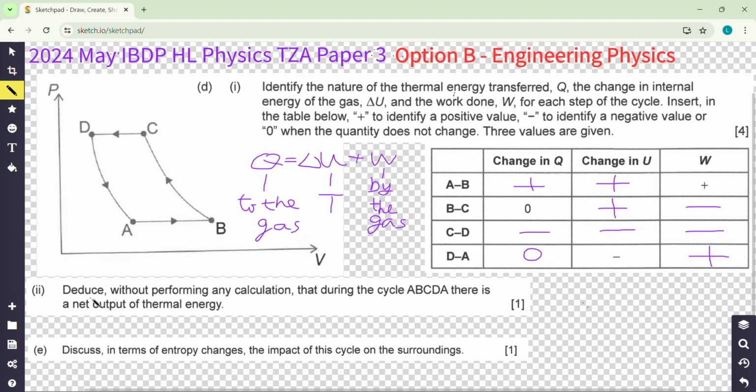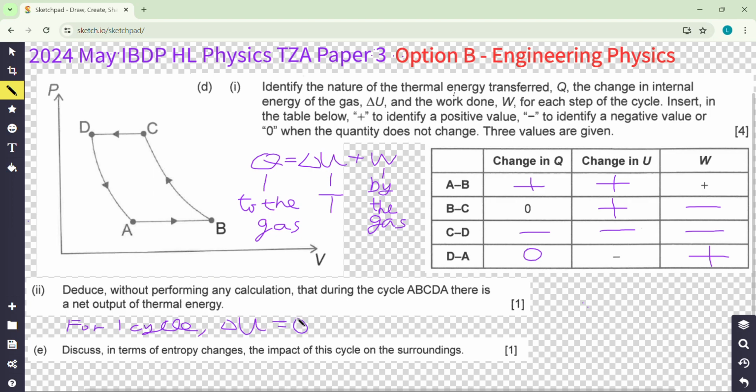So look at part 2, without performing any calculation: during the cycle, there is a net output of thermal energy. So look at this cycle. Overall, these equations still work, right? So we can call it overall, for one cycle. So you can say for one cycle, it goes back to the original state, right? So delta U is 0.